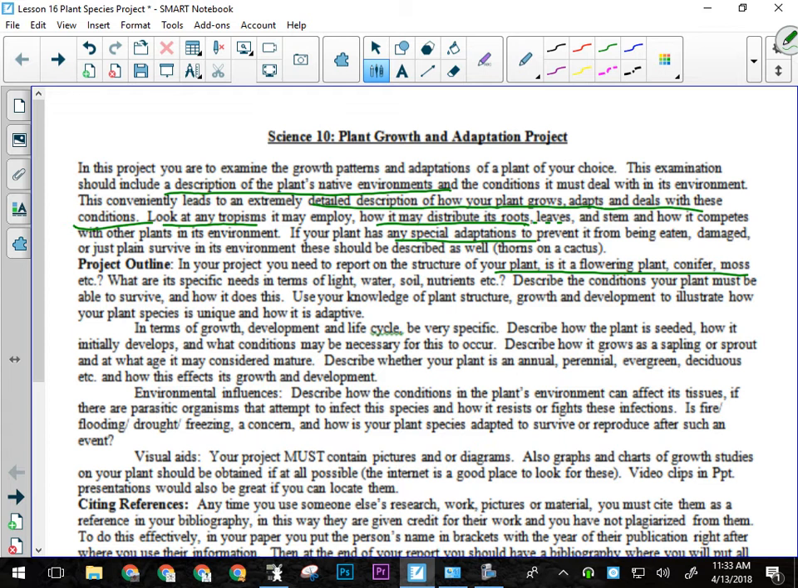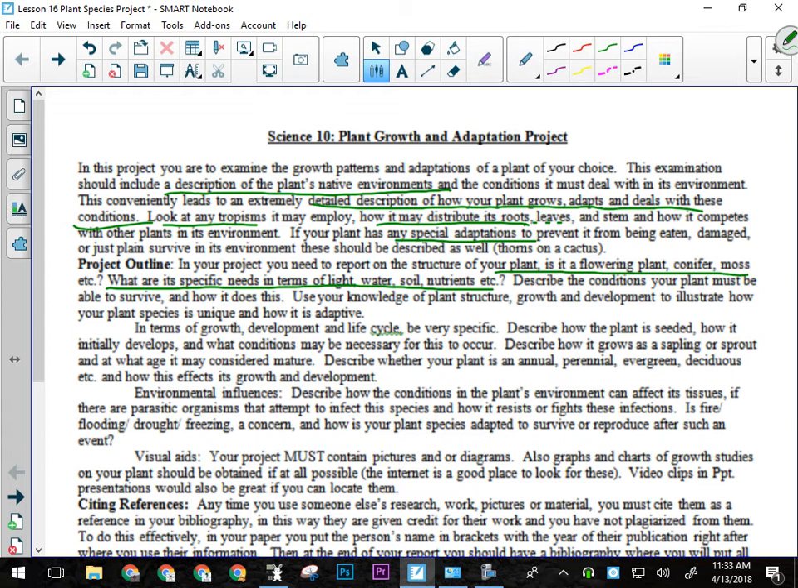Okay, what are its specific needs in terms of light, water, soil, nutrients? Does it need rocky soil, sandy soil? What kind of soil does it usually like? Describe the conditions your plant has to be able to survive. We already talked about that. And how does it do that?